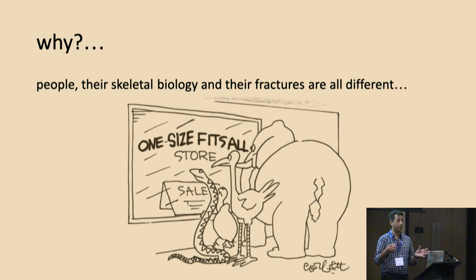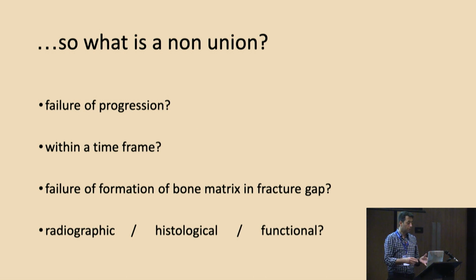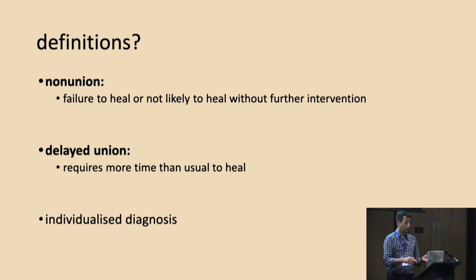Different bones, different injuries, different physiology, different patients have different non-unions at different times. So it may be that it can be defined in terms of a failure of progression. It may be that you can put a time scale on it. It may be that we're looking at a radiographic definition, a histological definition, a functional definition. To me, a non-union is a bone that isn't going to heal without you doing something.